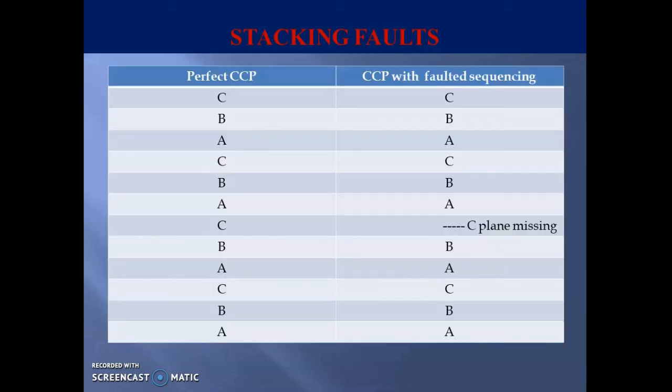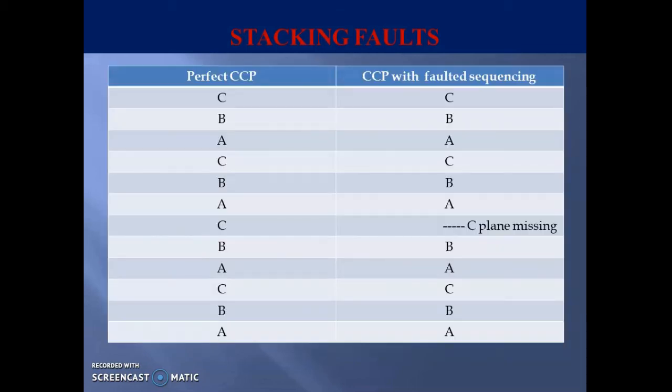Stacking fault is another type of plane defect. Let us see in detail about stacking faults now. A stacking fault is a fault in the stacking sequence of planes in a crystal. So a stacking fault is a fault or deviation in the stacking sequence of planes in a crystal.